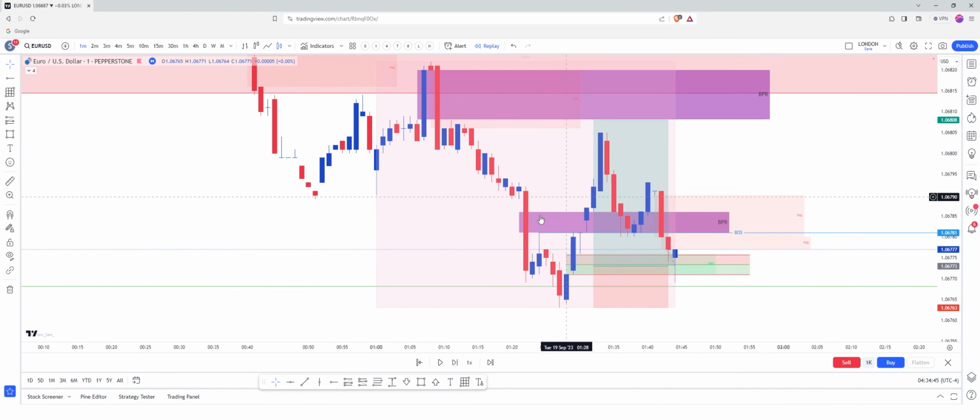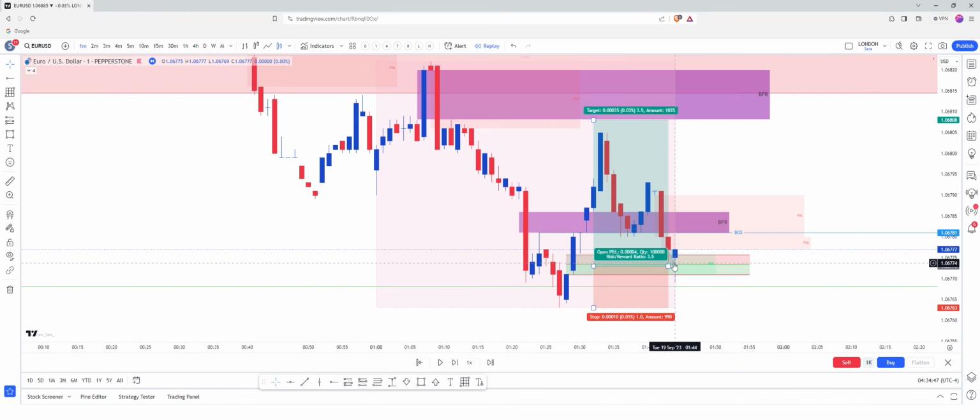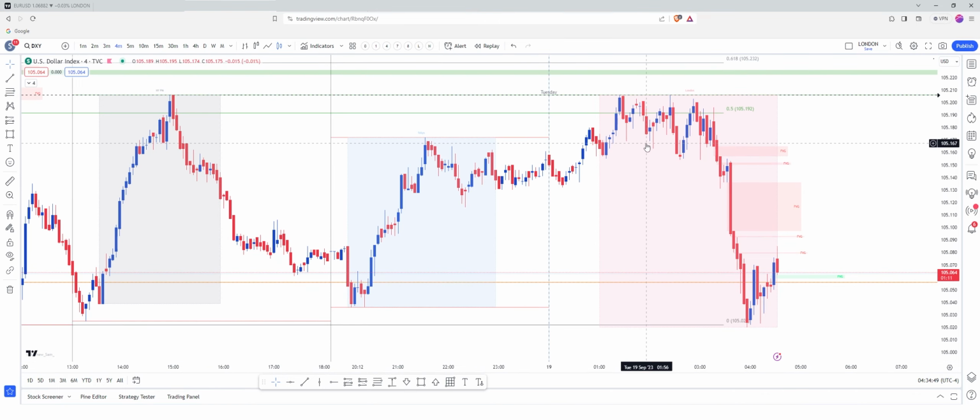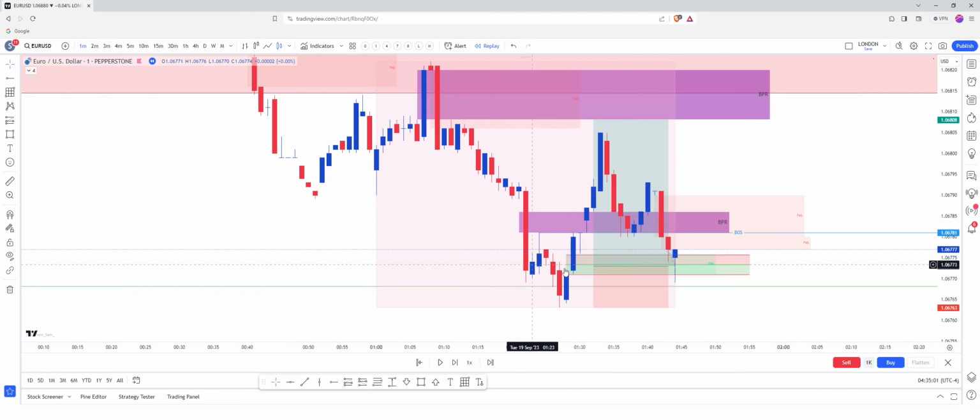Instead of just focusing on the one pair and taking action at this point, I thought, well, I don't want to take a long on euro until Dixie has swept this high. As you can see, current price action, Dixie never swept this high. It just continued lower. So this is over-analysis on my part. The entry should have been at this point here.